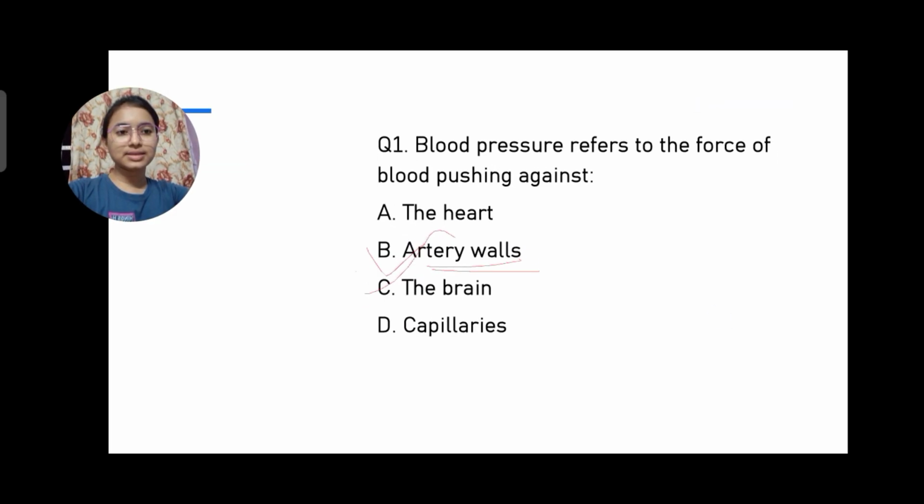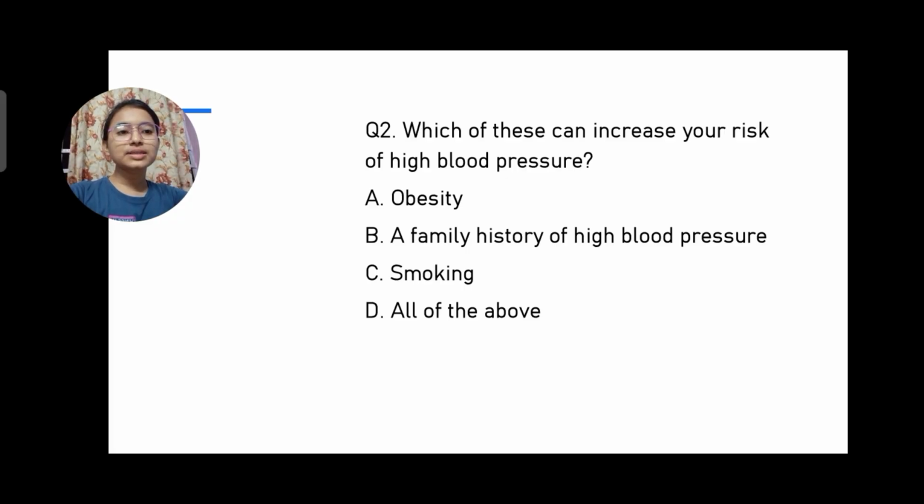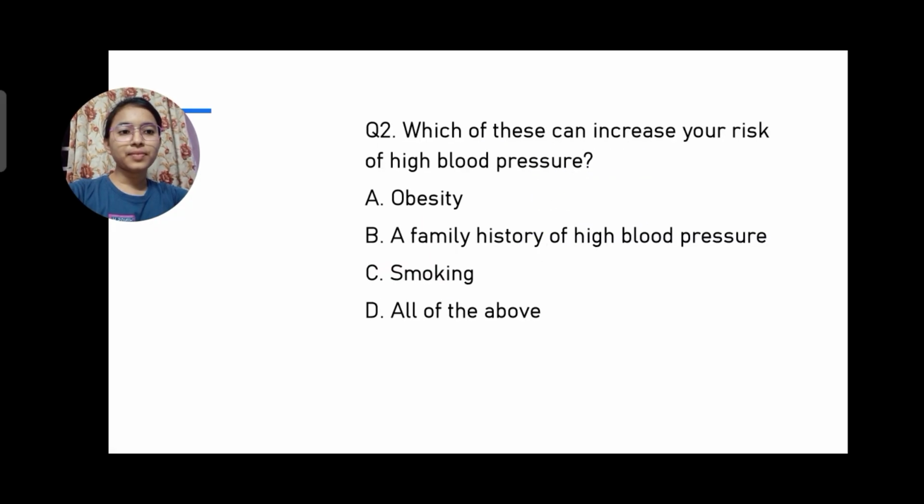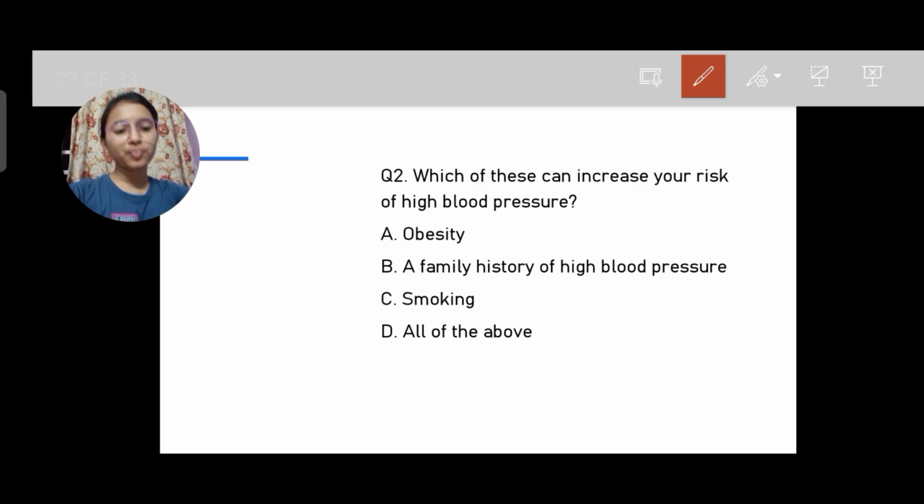Now the next question: which of these can increase your risk of high blood pressure? Obesity, family history of high blood pressure, smoking, or all of the above. So what will be the answer? The right answer is all of the above.